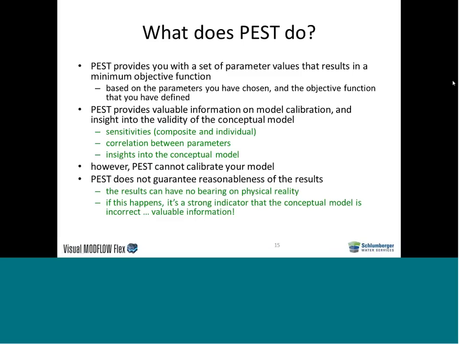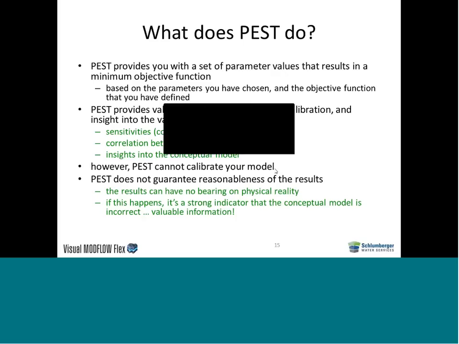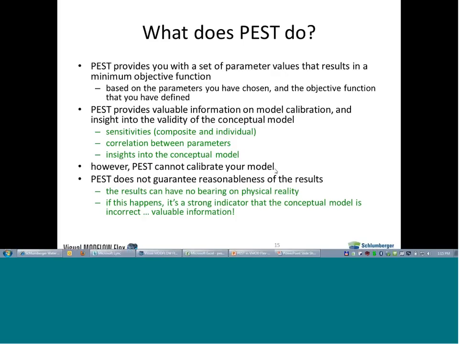However, one thing to keep in mind is that PEST cannot calibrate your model, and PEST does not guarantee the reasonableness of the results. So the results may have no bearing on the physical reality with which you're dealing. So you could have very large hydraulic or KX values that really don't make any sense. But unless you confine that solution or specify those appropriate bounds, then PEST really won't know better. If this happens, it's a good indication that the conceptual model is incorrect, and again, this can be very valuable information.